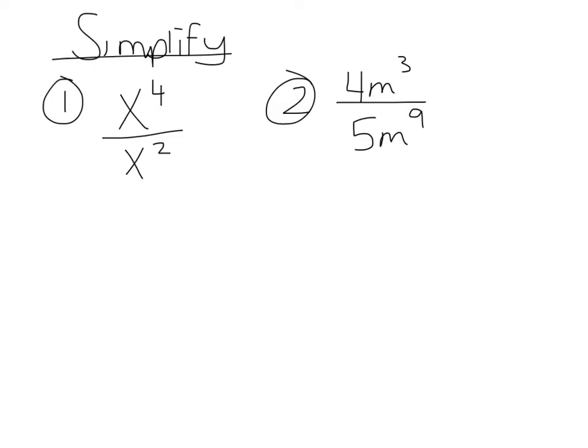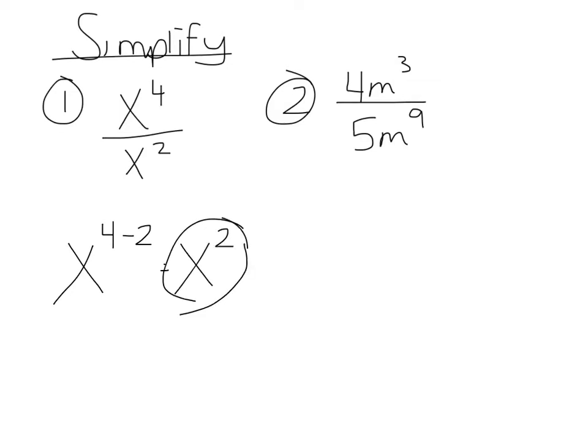Alright, so let's look at an example here. We have x to the fourth over x squared. So that would just be simplified to, we have the same base of x, so all we have to do is take 4 minus 2 to give us x to the second power.